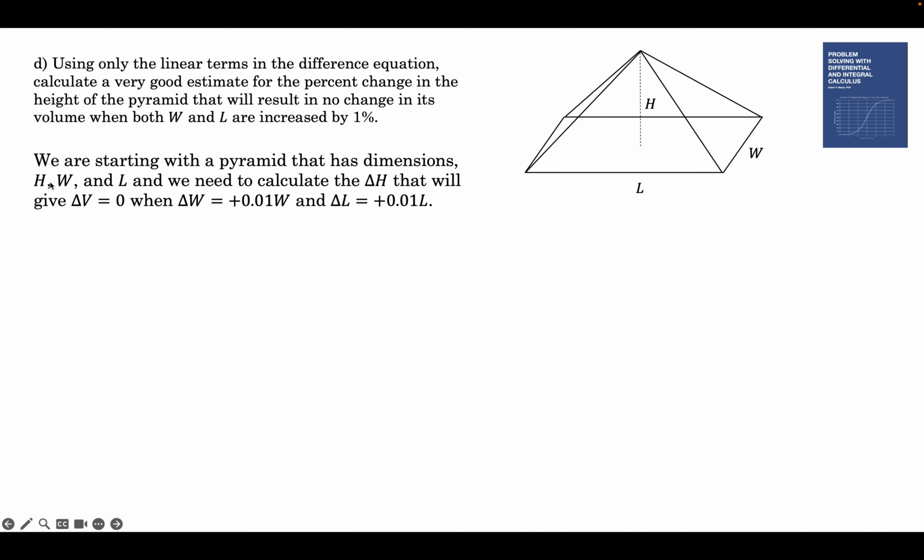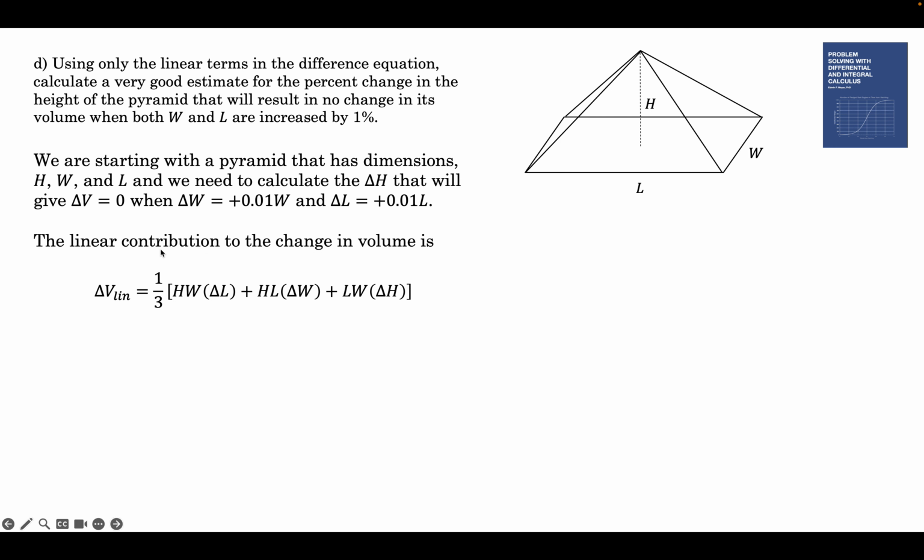So we're starting with H, W, and L. We want delta V to be 0 when delta W is 0.01 W. That's a 1% change. We could also write W divided by 100. Delta W is W over 100. Delta L is L over 100, 1/100th of L, which is 1%. We need to calculate delta H. And we're just going to use the linear term. It's going to be an approximation. We're throwing out the nonlinear terms; they're pretty small. It's only a 1% change, so it should be close. Not like before. So here's the linear term.